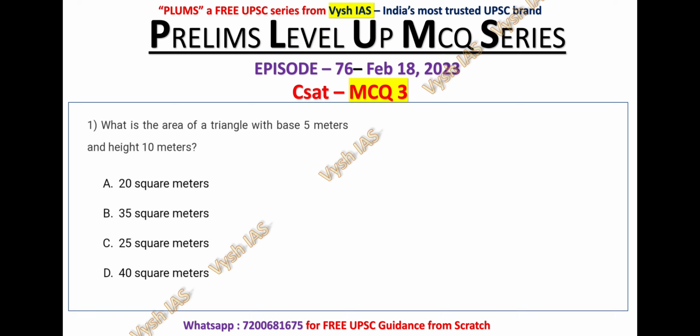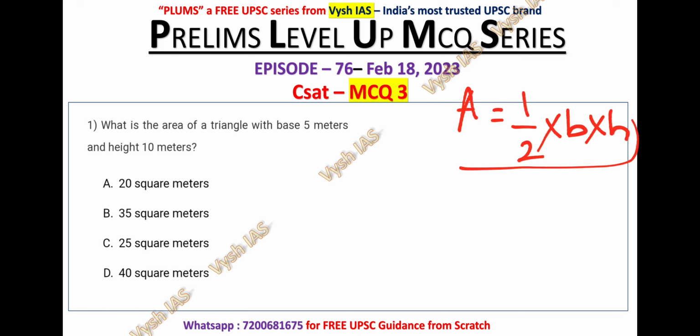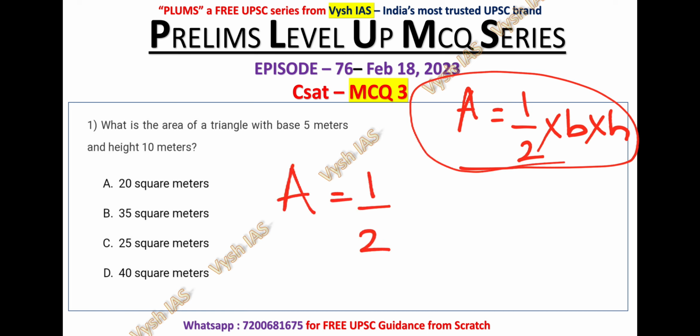What is the area of the triangle with base 5 meters and height 10 meters? This is a simple question. There is a formula for the area of a triangle. As we already know, the area of the triangle is equal to half into base into height. So area is equal to half into base, which is given as 5, and height is given as 10.